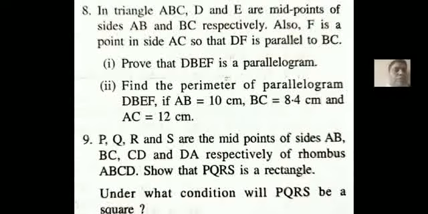P, Q, R, S are the midpoints of sides AB, BC, CD, DA respectively of rhombus ABCD, so that PQRS is a rectangle. Now next question also there. Under what condition will the PQRS be a square? Clear? This is the last question of the video.